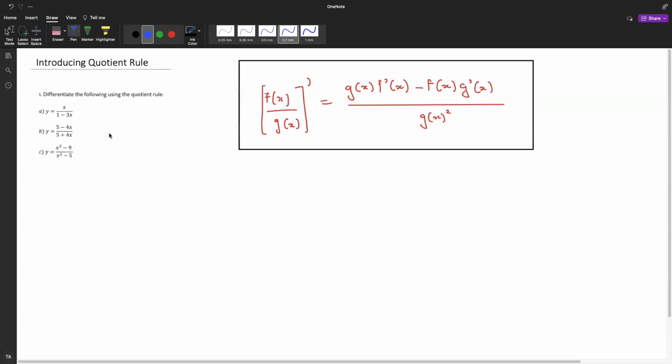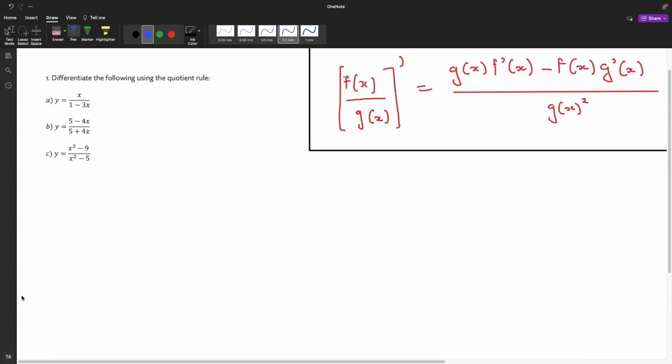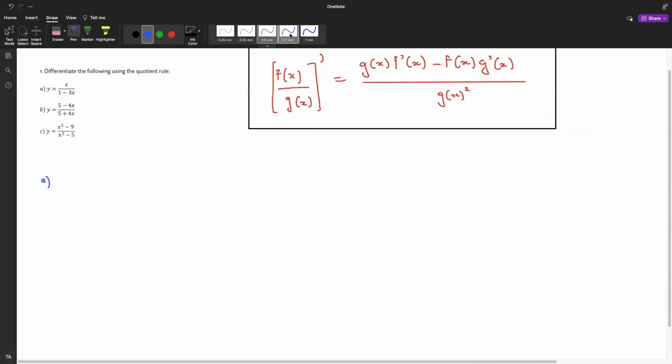Okay, so I'm just going to go through these three questions and use this rule over here to differentiate them. Like in the product rule, you're going to label the expressions as u and v. My function is y equals x over 1 minus 3x. I'm going to label x as my u, and 1 minus 3x as my v. And again, like the product rule, we differentiate each of those separately. If u equals x, then the derivative of u is 1. And if v equals 1 minus 3x, then the derivative of v is negative 3.